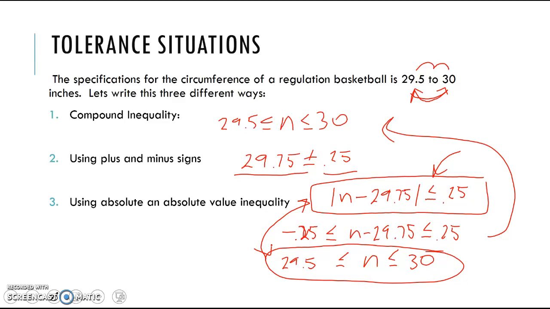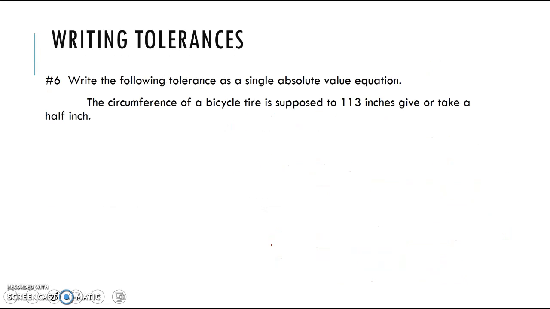So let's take a look at a situation and see if you can write this situation as a compound or as an absolute value inequality. The circumference of a bicycle tire is supposed to be 113 inches, give or take 1/2 inch. So maybe it's too much inflated, maybe it's too much underinflated. But it would look something like this. The absolute value that we're looking for is going to be x minus 113. Then we want it to be less than or equal to 1/2 inch, which is 0.5. If we were in math space, it would be 0.5. And that's how we would leave it.